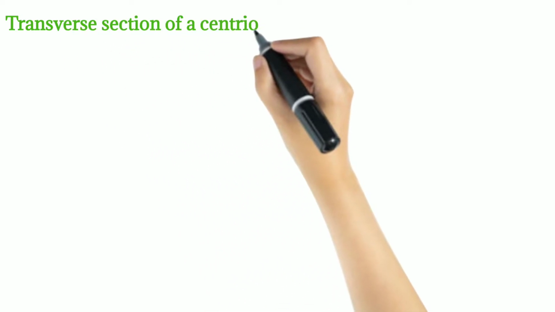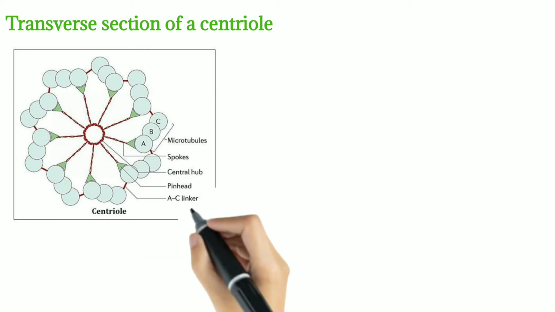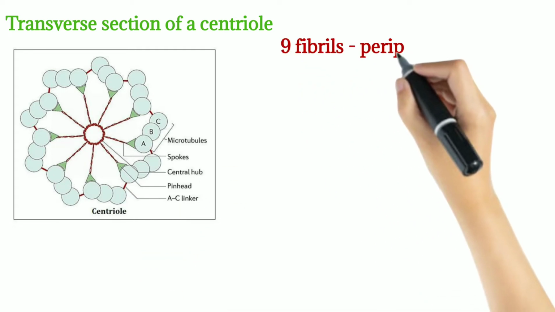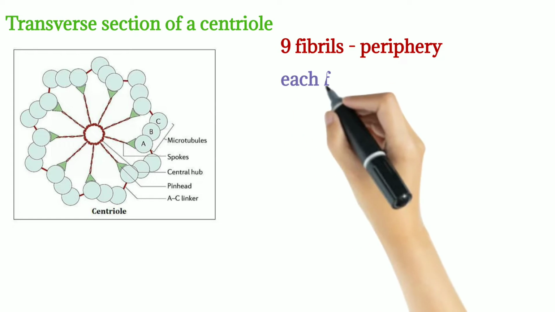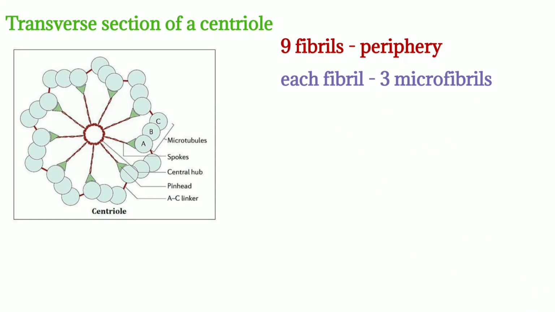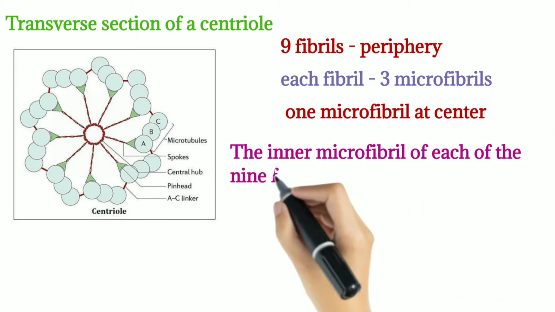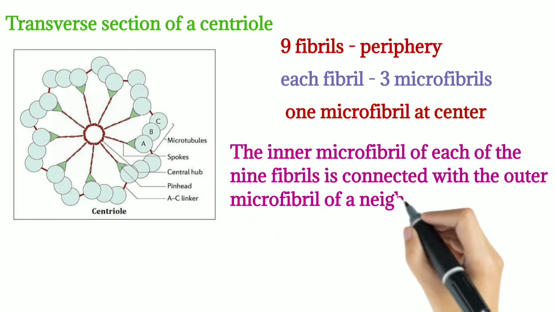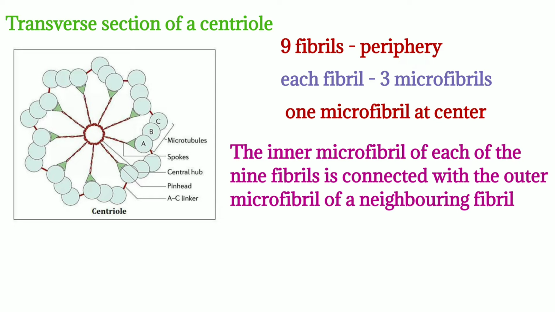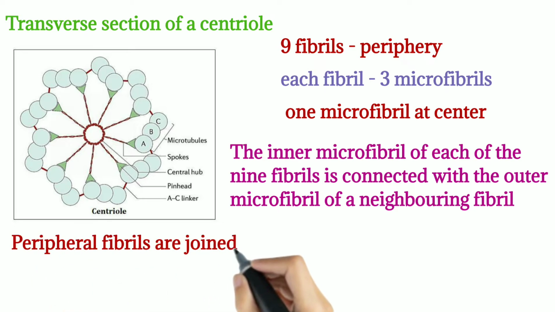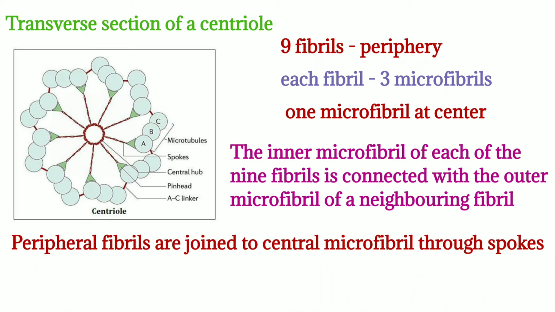Transverse section of a centriole. This is how a centriole looks in its transverse section. It has 9 peripheral fibrils. Each fibril is made up of 3 microfibrils. And there is one microfibril at the center. The inner microfibril of each of the 9 peripheral fibrils is connected with the outer microfibril of a neighboring fibril. That is, in the picture you can see a peripheral fibril named ABC from interior to the exterior. The A of one fibril is connected with the C of the other fibril. And all these peripheral fibrils are joined to the central microfibril through spokes. There is a central hub.